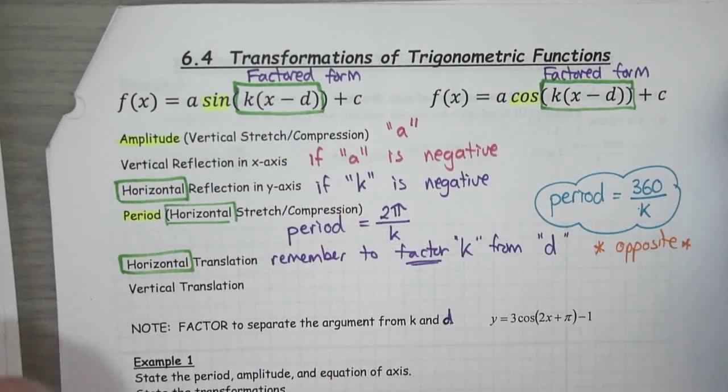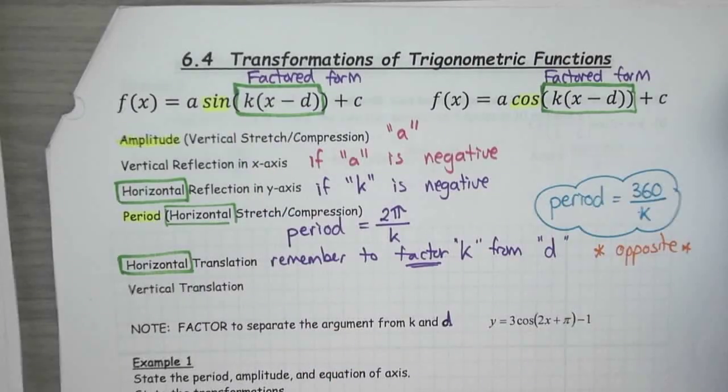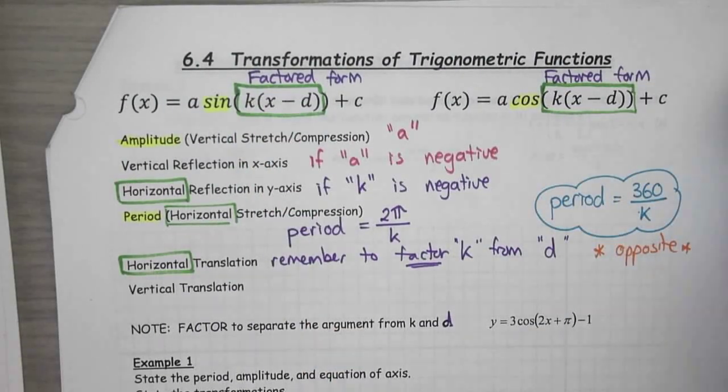So K technically is not a unit. K is the scale of how much you're doing. So you multiply by 2 pi to get to a period. K technically has no unit on that one. It's the multiplying factor.